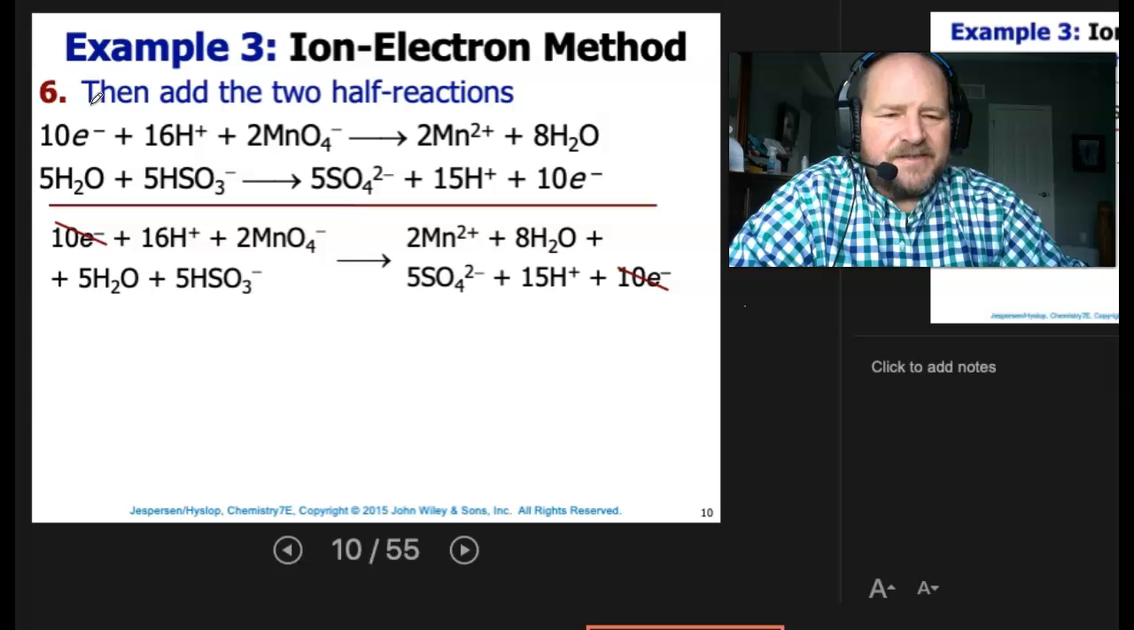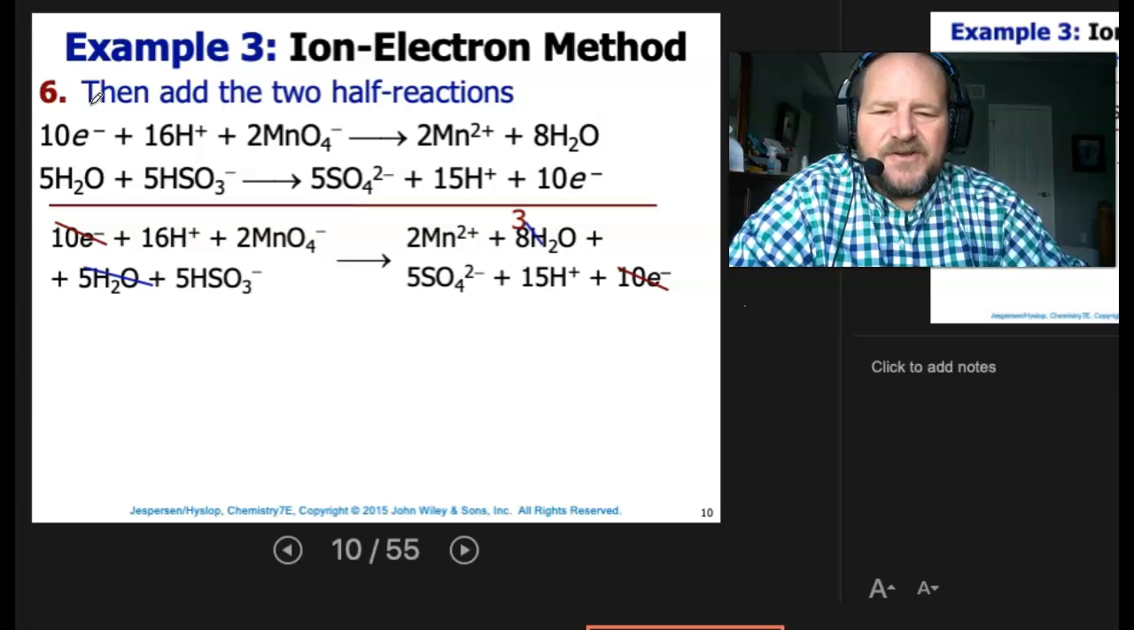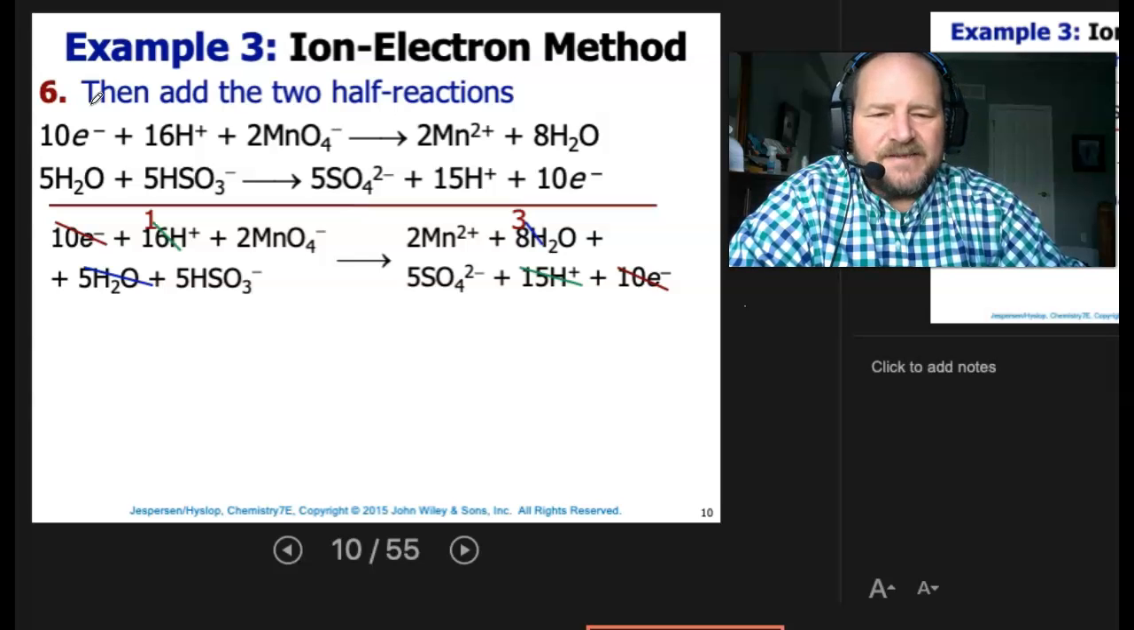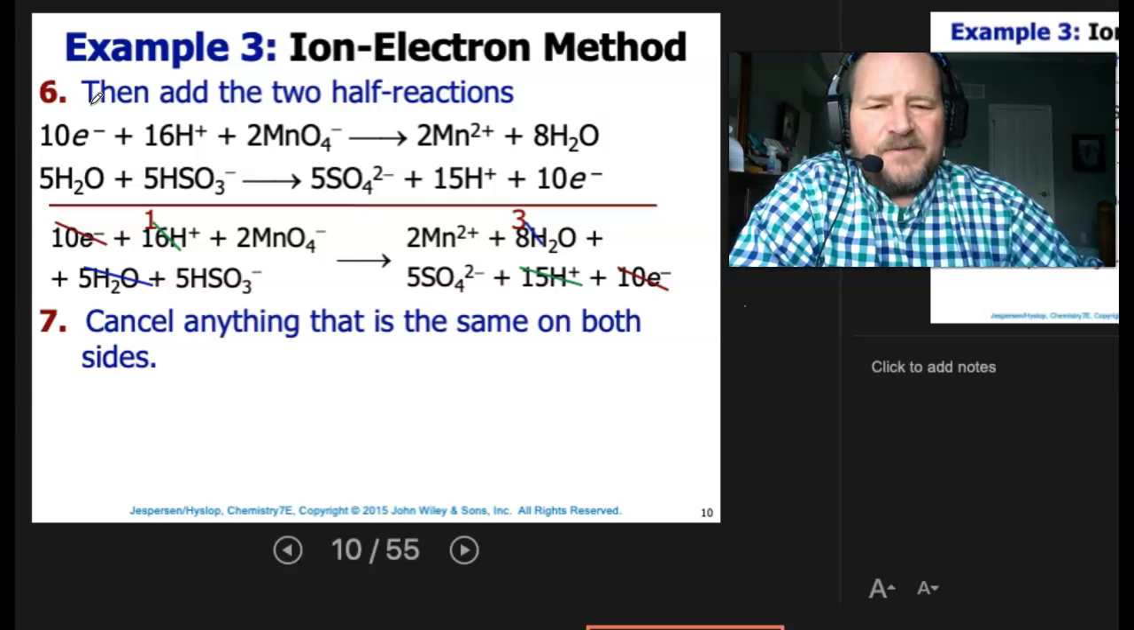And now we can start canceling some of the other stuff out, right? We have 5 waters on the reactant side, 8 waters on the product side, which means we can cancel some of those out, turn that into a 3 on the product side. We have 16 H pluses on the reactant side, 15 on the product side. We'll cancel those out so we only have 1 on the reactant side. So there it is. We canceled everything that was the same.